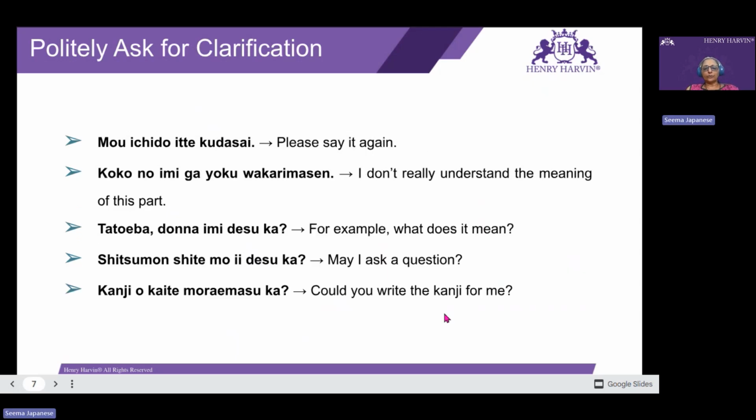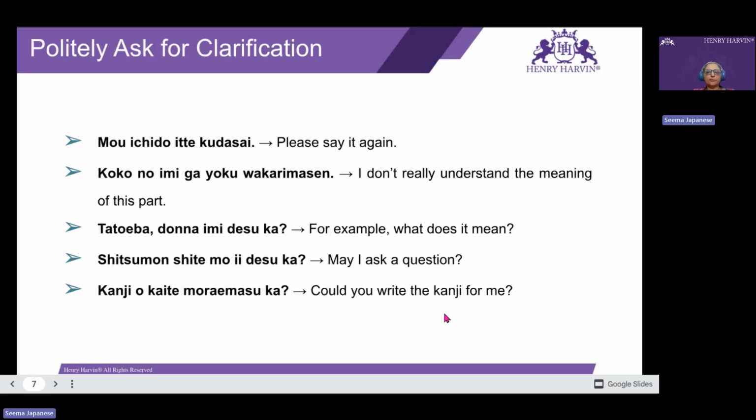Mo ichido itte kudasai. Please say it again. Koko no imi ga yoku wakarimasen. I don't really understand the meaning of this part. Tatoeba, donna imi desu ka? For example, what does it mean? Shitsumon shite mo ii desu ka? May I ask a question? Kanji o kaite moraemasu ka? Could you write the kanji for me?